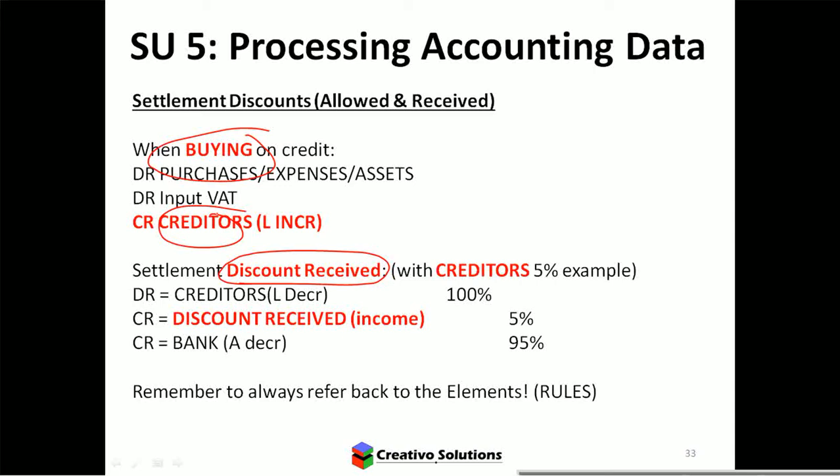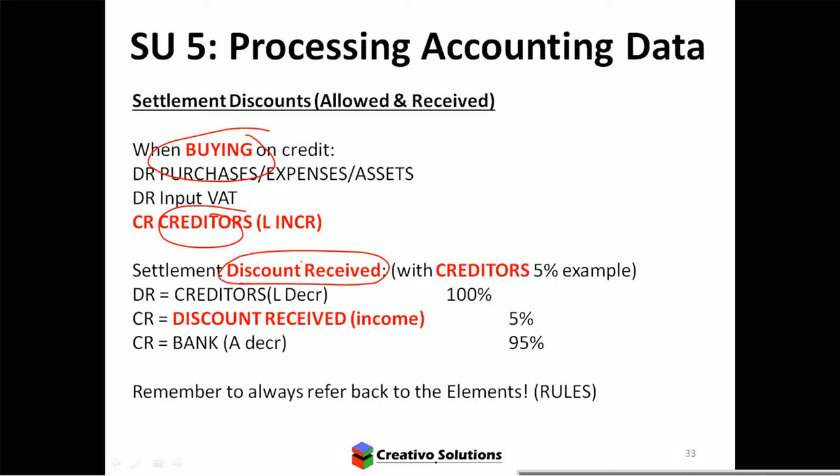When I pay early. Exactly. Okay, when you pay your creditor early, they might give you a discount. And if that's the case, that'll be seen as income. Okay, so discount received is income, discount allowed is an expense. There are two different discounts.